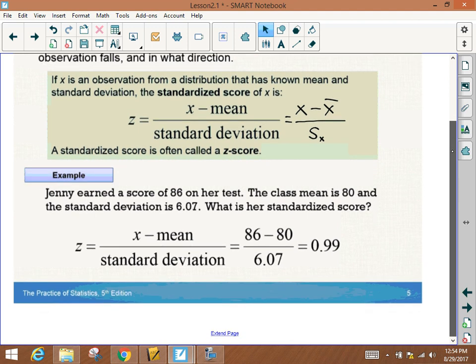So we can interpret this. Jenny earned a score of 86 on her test. The class mean was 80, standard deviation 6.07. We were able to get that because we have all of the class scores, and we'll discuss why that's relevant later. For now, it looks like she was around 1 standard deviation above the mean.